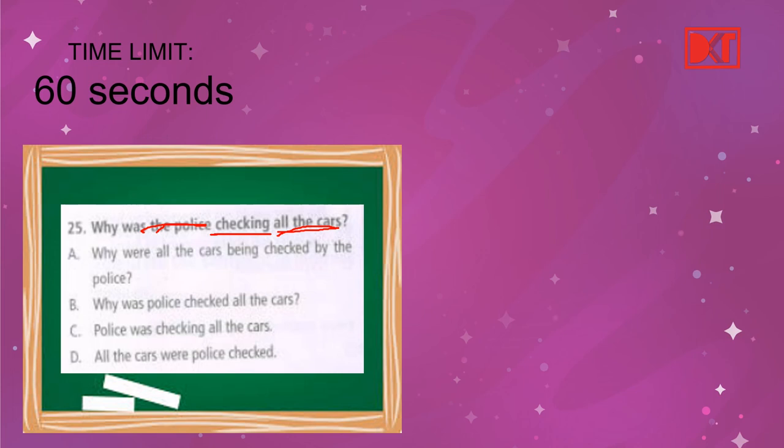So, why were? The tense will also stay in the past. So, why were all the cars? This object of ours has become the subject. Why were all the cars? This checking, continuous tense, gets converted to the past participle. So, why were all the cars being checked? By whom? By the police. Alright, this has become our object. So the correct answer is A. Okay.